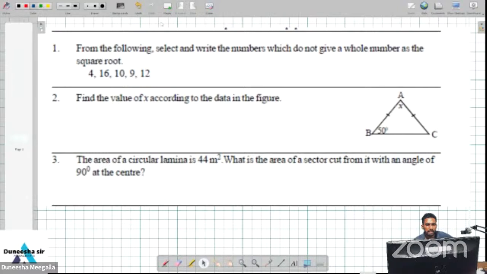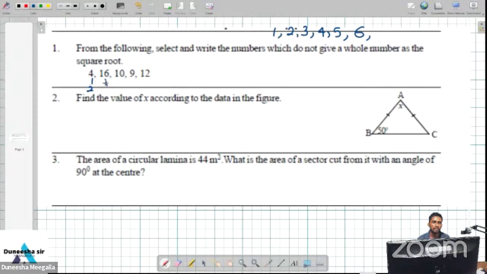What is the question asking? From the following, select and write the numbers which do not give a whole number. What are the whole numbers? 1, 2, 3, 4. They are the whole numbers. The counting numbers are the whole numbers. What is the square root of 4? It's 2. Yes, 2. Then it gives a whole number.